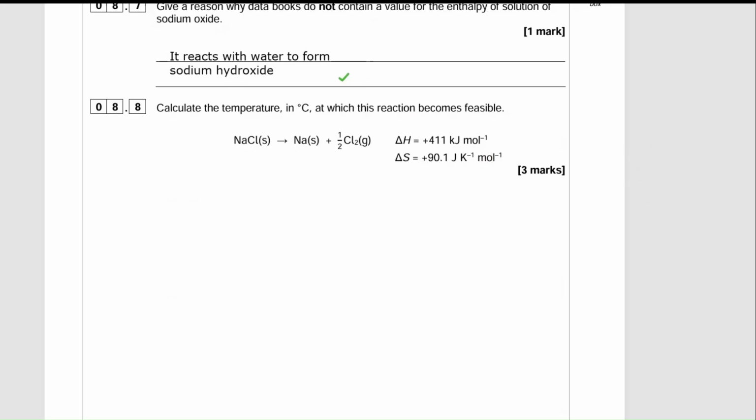So this is going off topic a little bit, where there's a bit of entropy mixed in here. And there is an equation that you have to know. If you need to calculate the temperature, simplifying from the overall big equation on entropy and enthalpy, you can just do that. The temperature is equal to the enthalpy divided by the entropy at which this will become feasible. So all we need to do is substitute our numbers in and go plus 411 kJ. Now there's a reason why I'm writing the units, as you will see. Then we're going to divide that by the entropy, and the entropy, delta S, is plus 90.1.